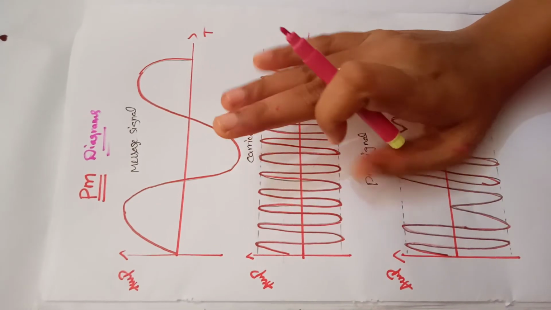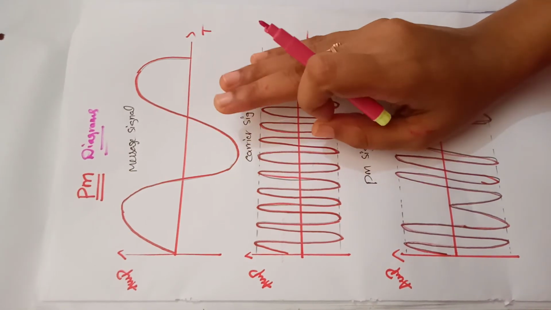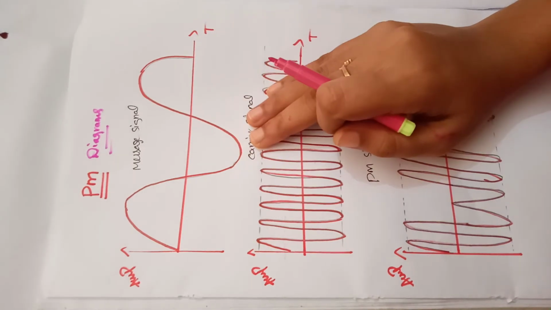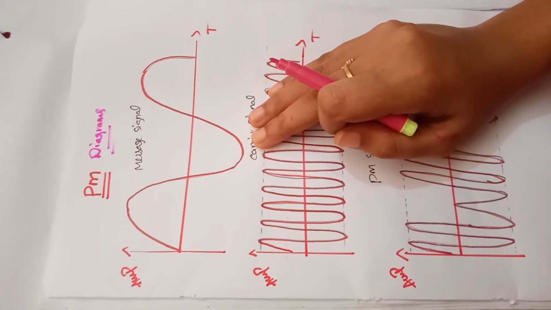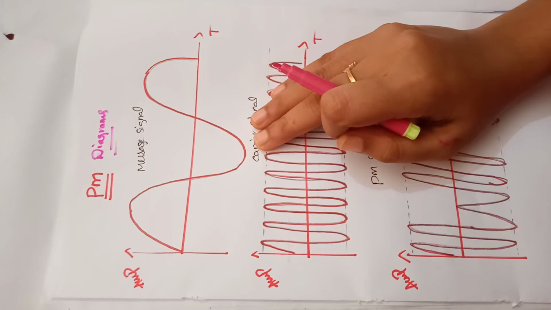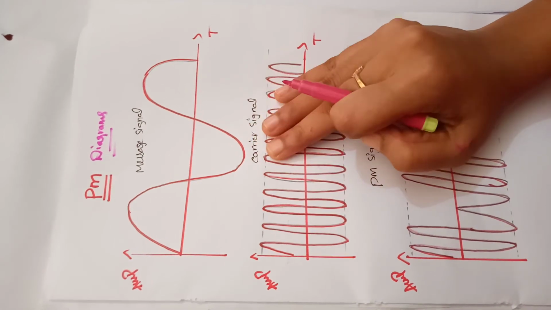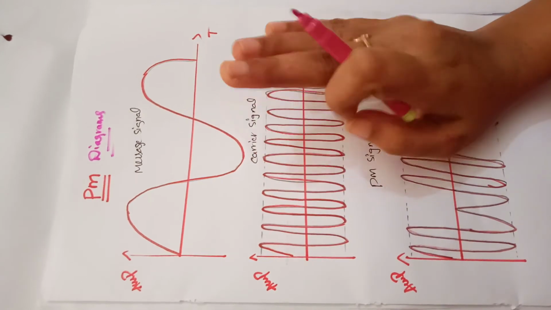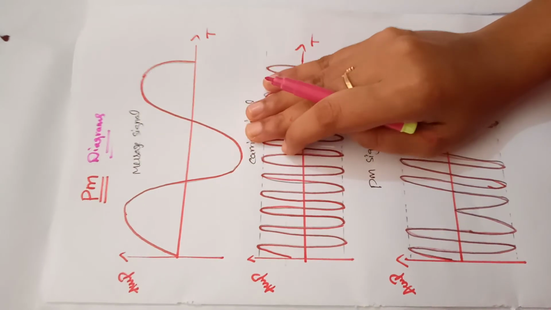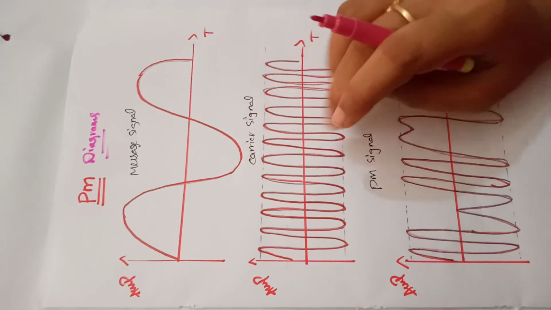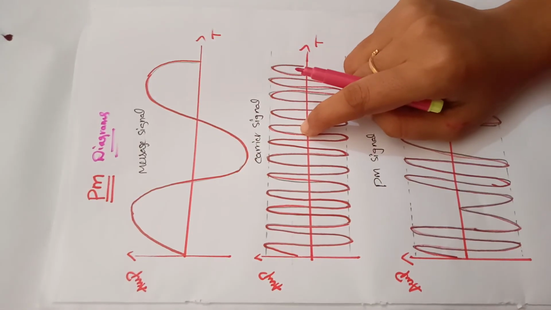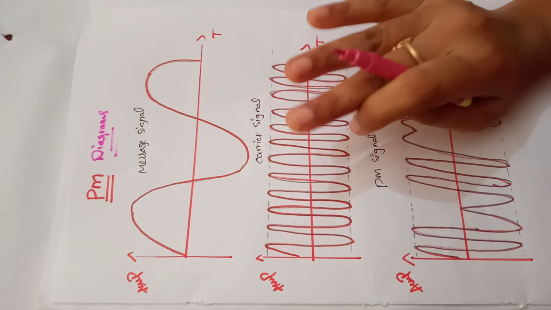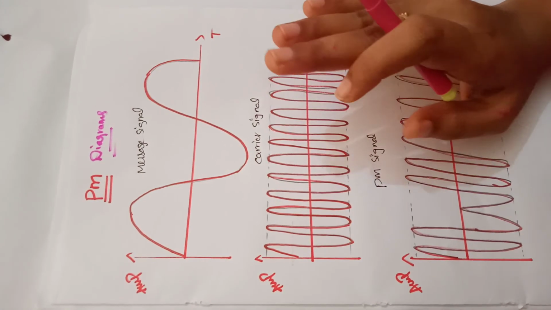In phase modulation, the signal to noise ratio (SNR) is better than amplitude modulation and frequency modulation. However, the signal to noise ratio of phase modulation is not as good as frequency modulation. The modulation index of phase modulation is directly proportional to the message signal. Note here, phase modulation and frequency modulation are closely related to each other.